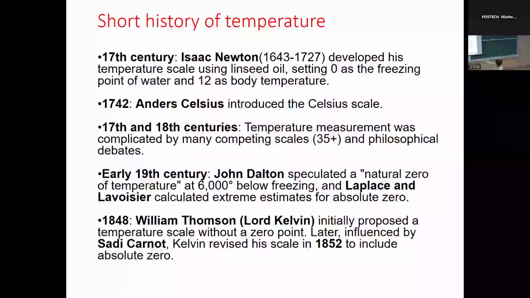After Newton, Anders Celsius introduced the Celsius scale. But his scale had 0 as the boiling temperature and 100 as the freezing temperature. It's opposite; it was changed afterward. Temperature measurement was complicated by many competing scales. In this period of time, there were more than 35 kinds of temperature scale. And then John Dalton thought that 6,000 degrees below freezing is probably the lowest temperature. So there were a lot of discussions. That was a big issue.